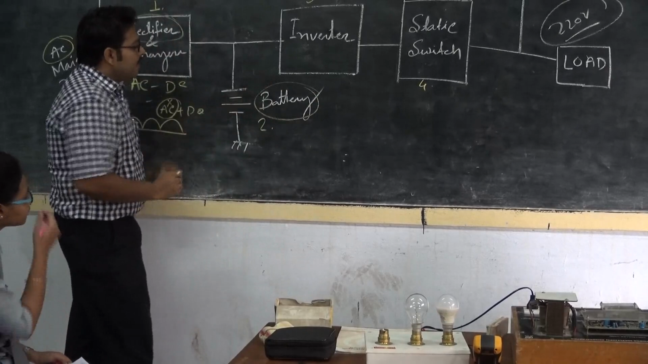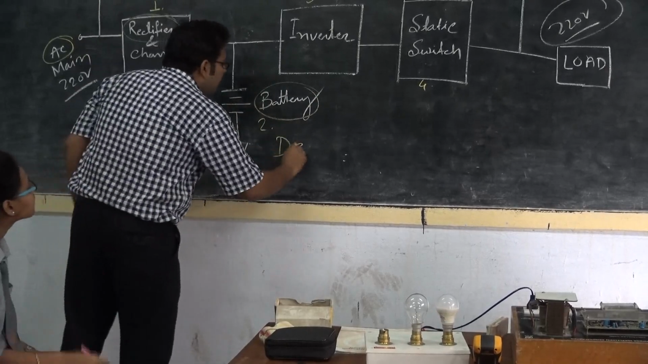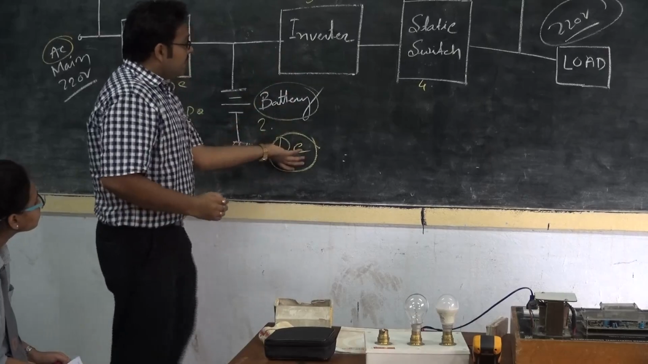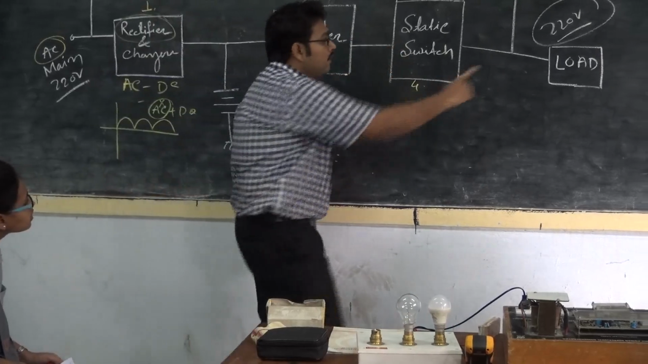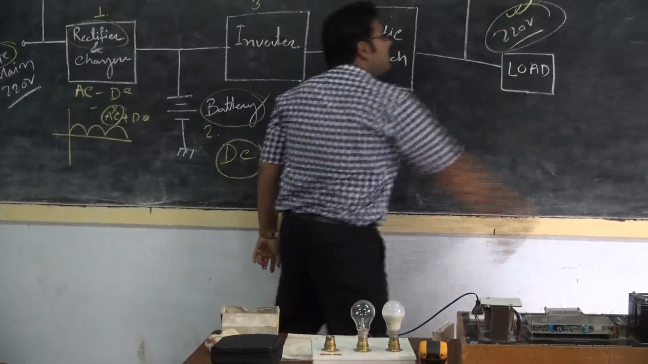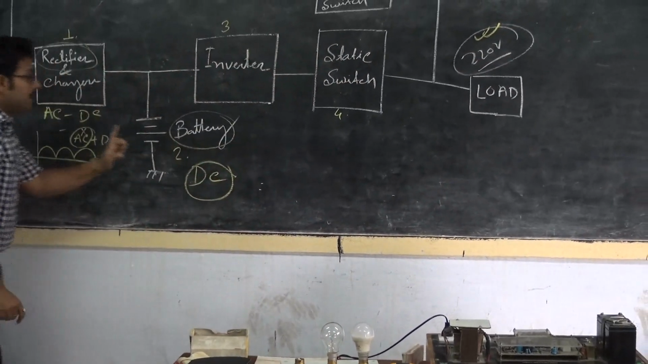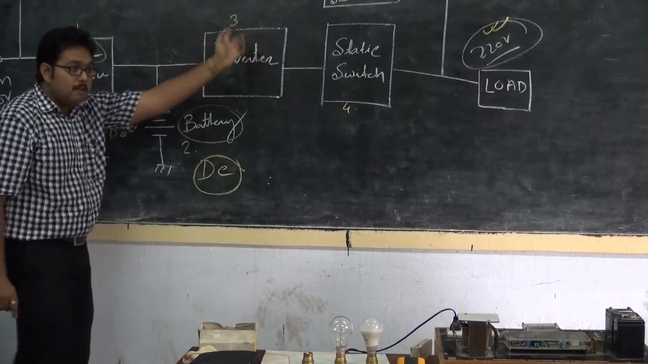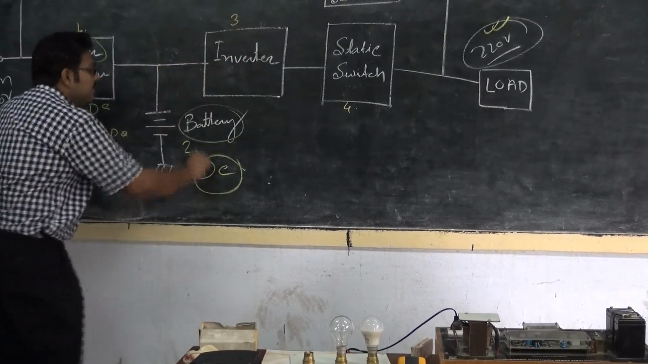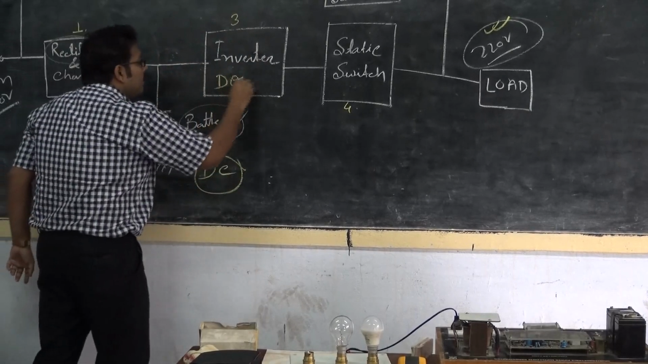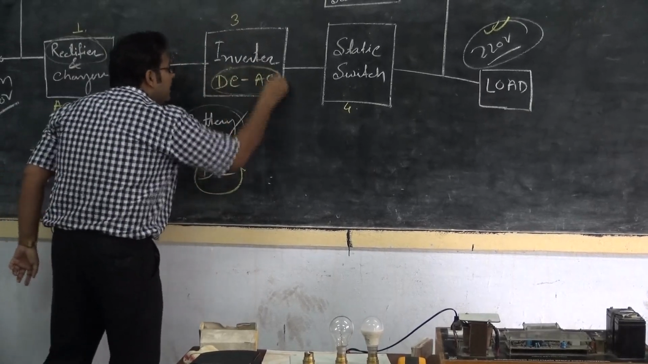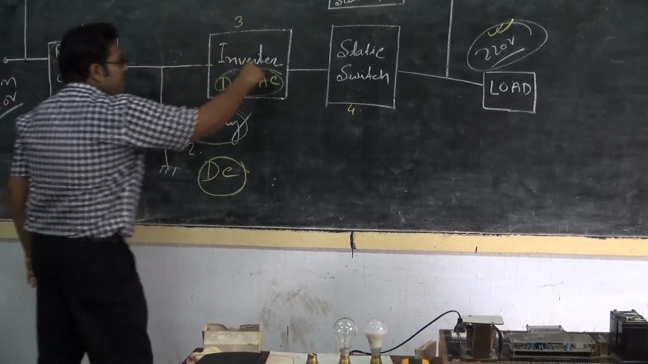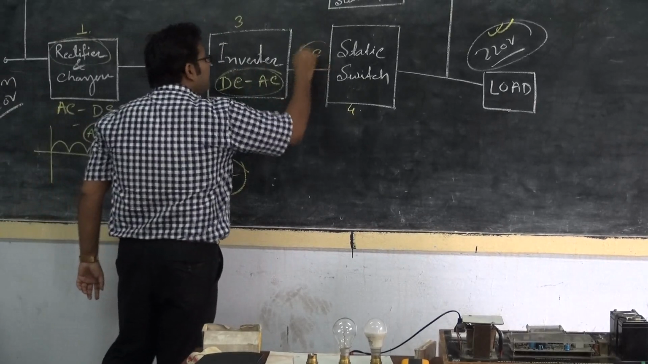Now, the battery will store the energy in the form of DC. So we have to convert the DC energy again into AC, because the load operates on AC. This kind of conversion takes place in the inverter circuit. The inverter will convert this DC energy into AC form. So DC to AC conversion takes place in the inverter circuit. Then the inverted AC will be available here.